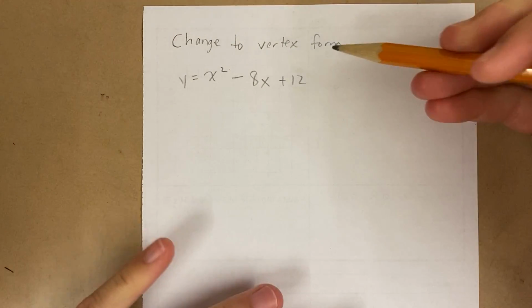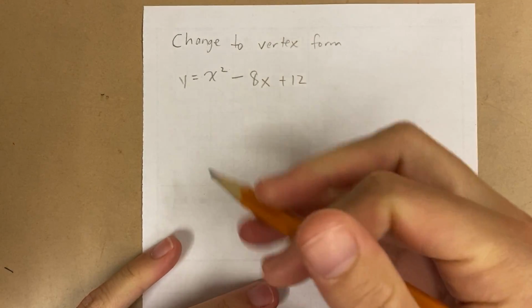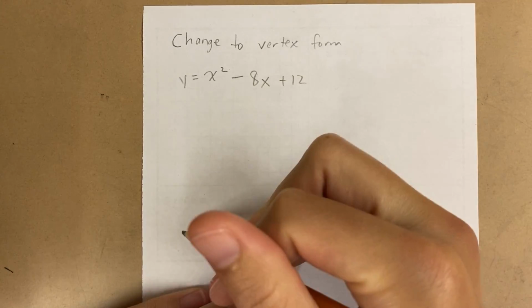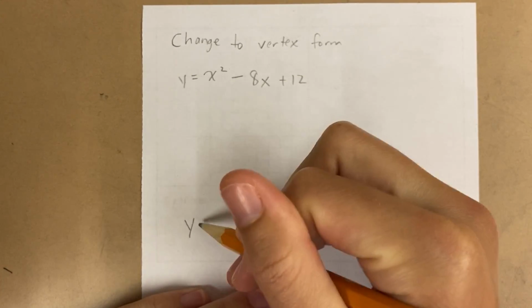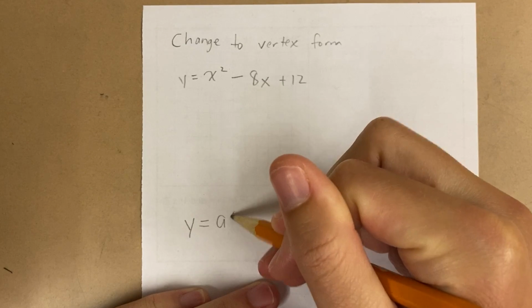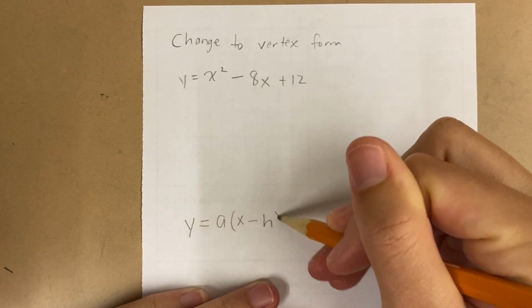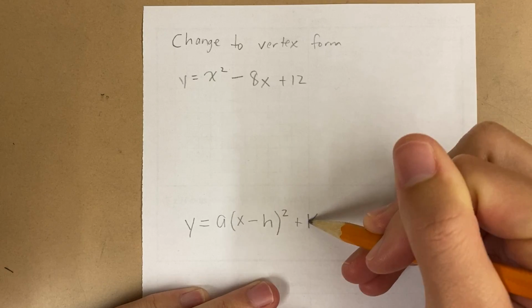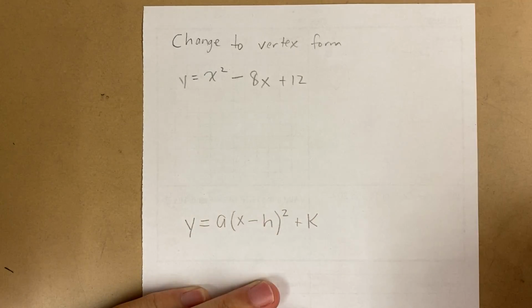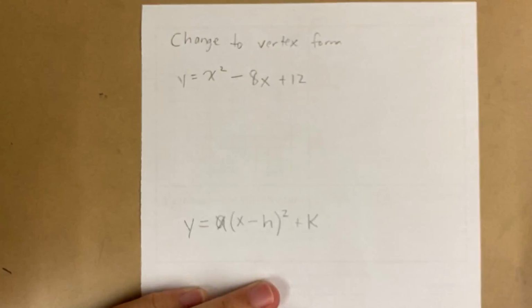How do we go about changing this to vertex form? Now remember, our goal, this is standard form. Our goal is vertex form, which looks like this. Now I will tell you, for this, this is just going to be a 1. You can just ignore it. It's not going to be there.